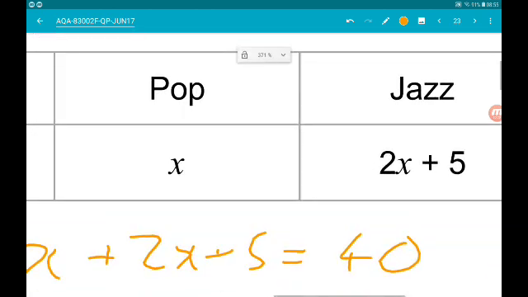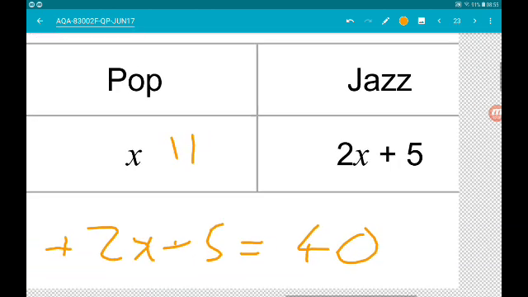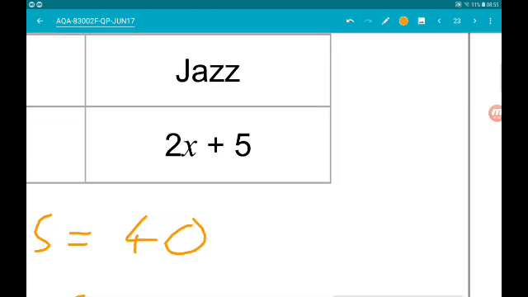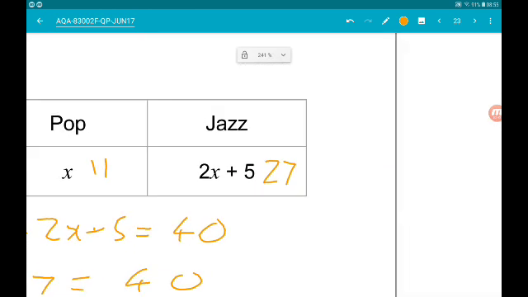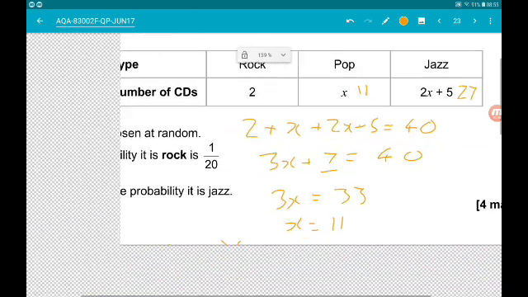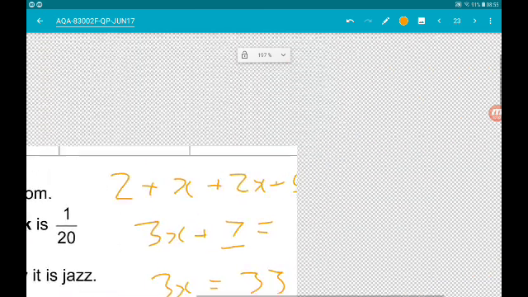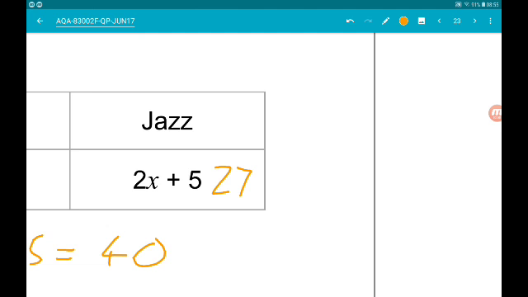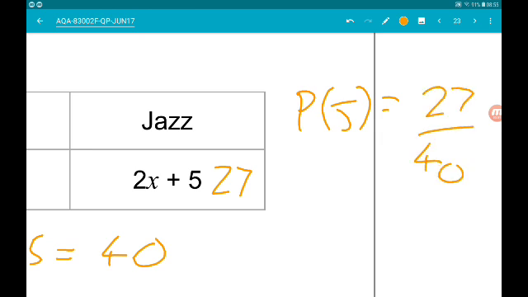So we now know there are 11 pop, and 2 times 11 add 5 is 27 jazz. So 27 of the 40 CDs are jazz. The probability of, do we want the probability? Yeah. So the probability of a jazz CD being chosen, let's call it probability of J, is 27 out of 40. Cool.